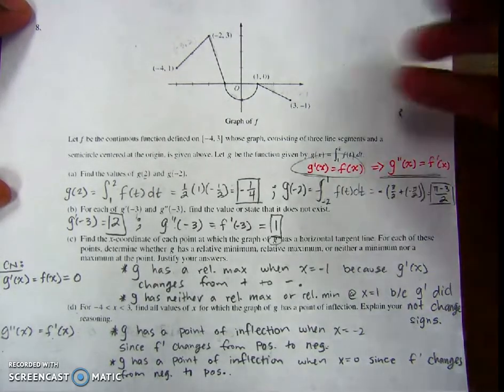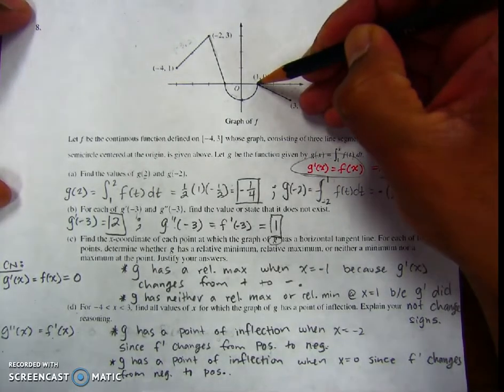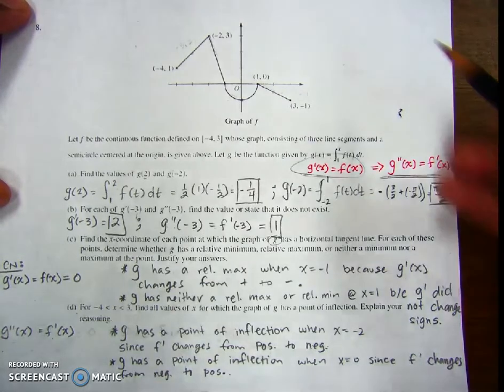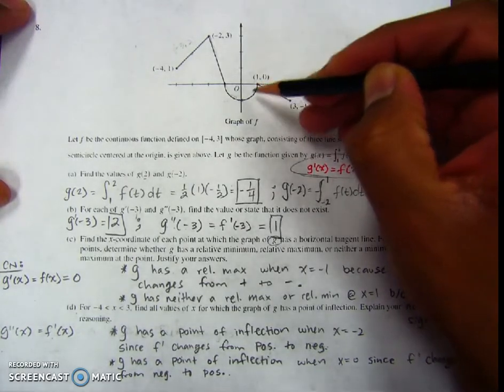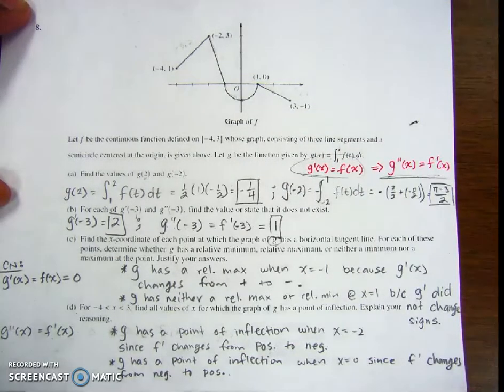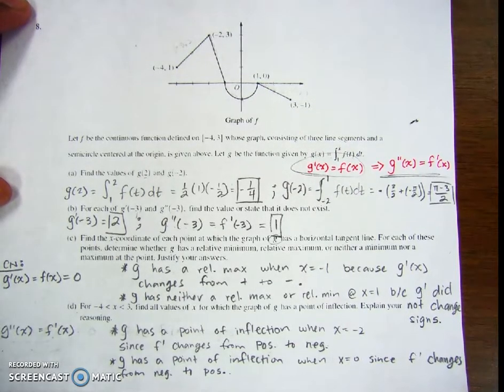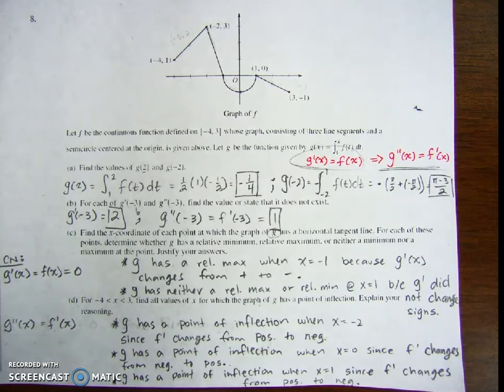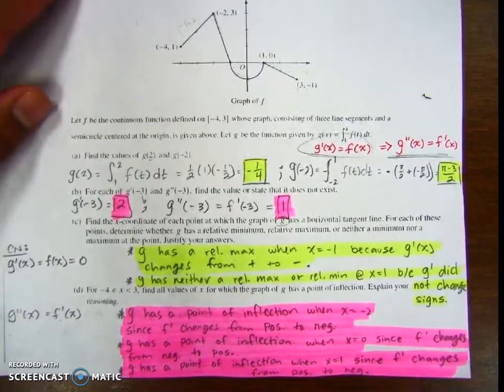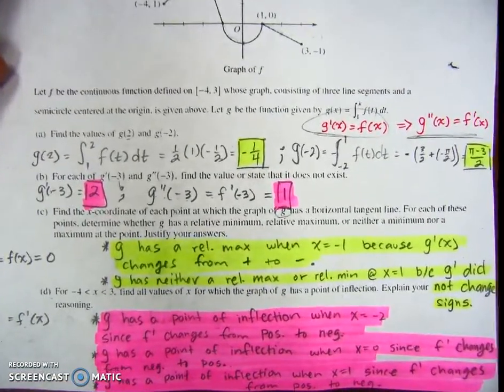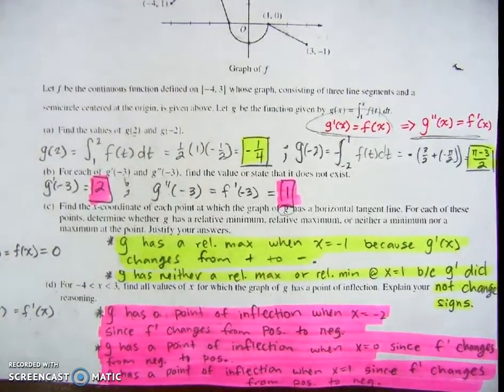And then finally we have a point of inflection when x equals 1, because the slope of f changes from positive to negative when x equals 1. So g has a point of inflection when x equals 1, since f prime changes from positive to negative. So what I've highlighted are pretty much your answers. So hopefully this video helps.